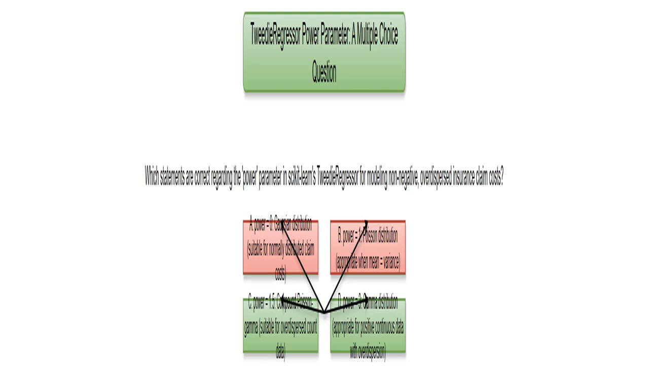This question tests your understanding of the TweedieRegressor and its power parameter. I'll help you understand how different power values map to different probability distributions. We'll focus on which distributions are suitable for modeling insurance claim costs, which are always positive and often show more variability than their average, overdispersion.